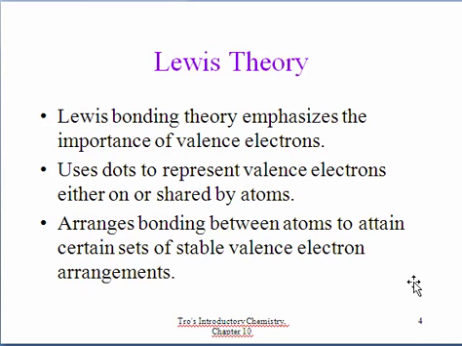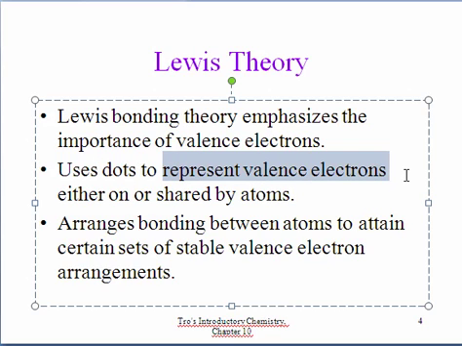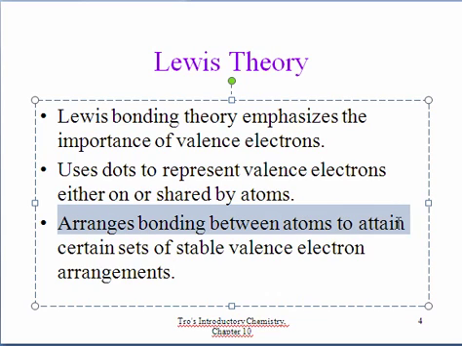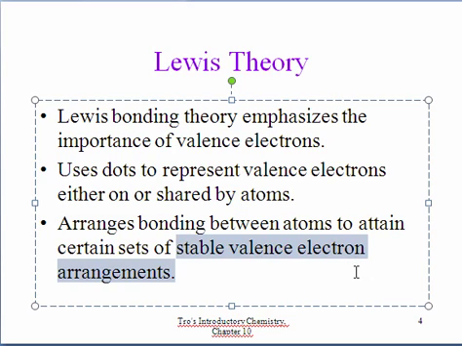A relatively simple theory that is very powerful to help describe molecular and ionic bonding is what's known as the Lewis theory. The Lewis bonding theory emphasizes the importance of valence electrons, and what we do is we use dots to represent valence electrons that are either on an atom or shared by atoms in a molecule. And we arrange our bonding electrons between atoms to attain a certain set of stable valence electron arrangements. And as you might have guessed, this stable valence electron arrangement is going to be the same valence electron arrangement that noble gases have. 2 for helium and 8 for all the other noble gases.